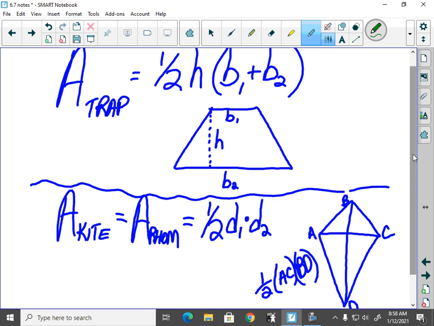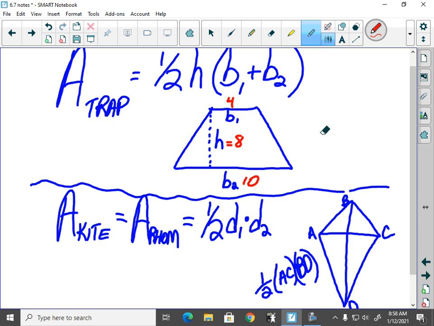Okay, ready? So let's say that the height was an even number, 8. The base 1 was 4, and the base 2 was 10. Now this isn't a mid-segment thing, this is area, okay?